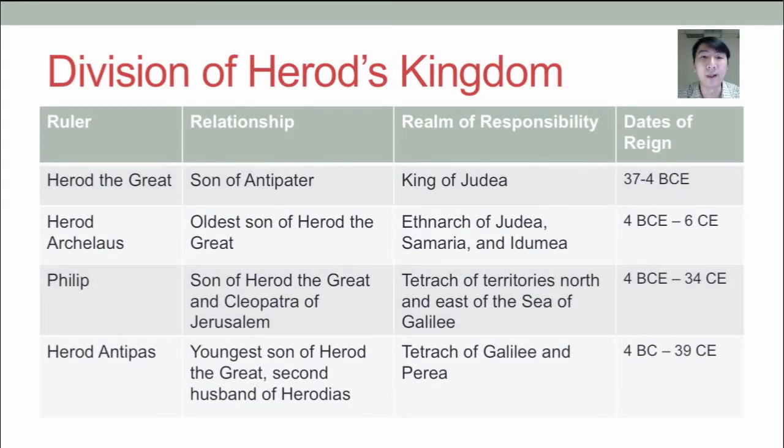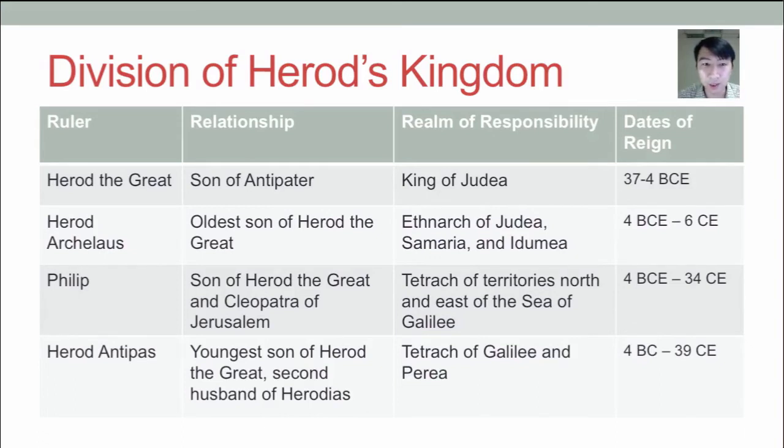Here we have a table giving you a summary of the divisions in Herod's kingdom. Herod the Great, who is the son of Antipater, was the king of Judea. He ruled from 37 to 4 BCE. Now these three sons, Herod Archelaus, Philip, and Herod Antipas, divide the kingdom of Herod.